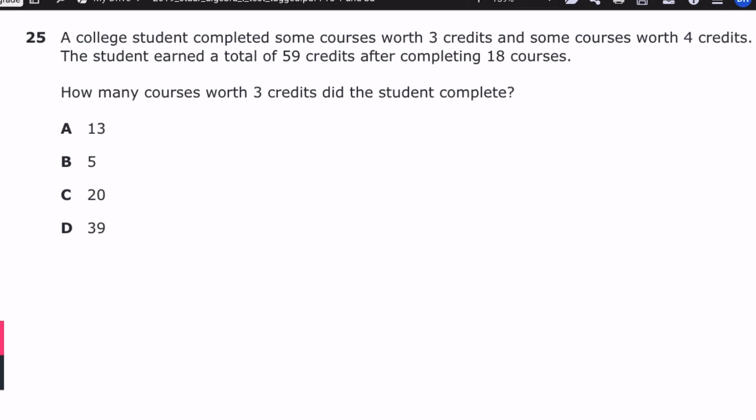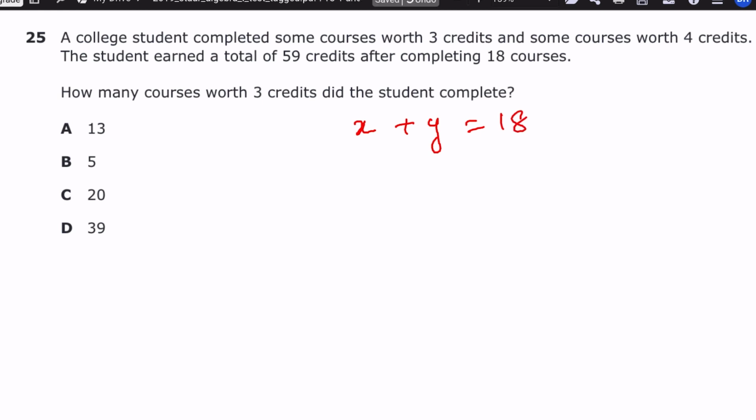So now here we can form an equation in this way. Let the 3 credits part be x. The total number of courses here is 18. So both the courses, the 3 credits courses and the 4 credits courses, together are equal to 18 courses. That is a total of 18 courses.